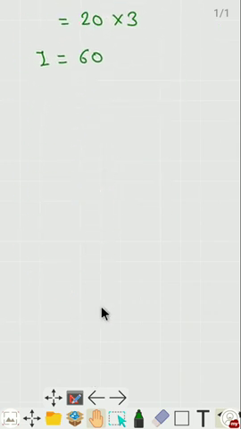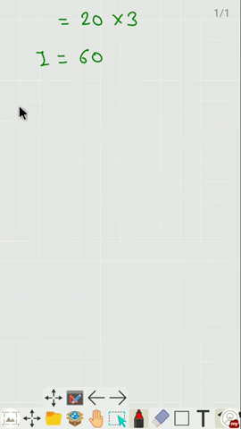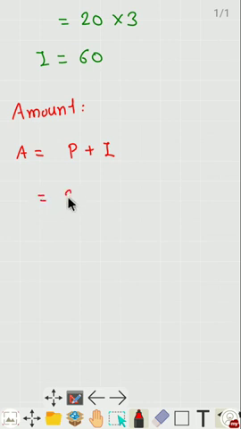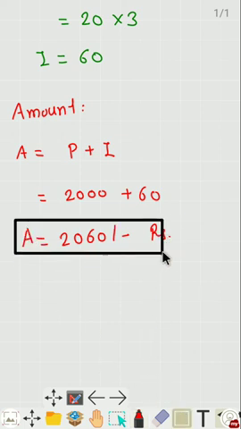If we withdraw from the bank, then the total amount after 6 months will be principal plus interest, which means it is 2000 rupees plus interest 60 rupees, and 2060 rupees is the amount received after 6 months.